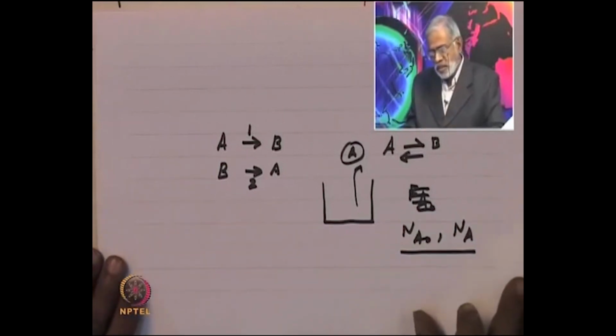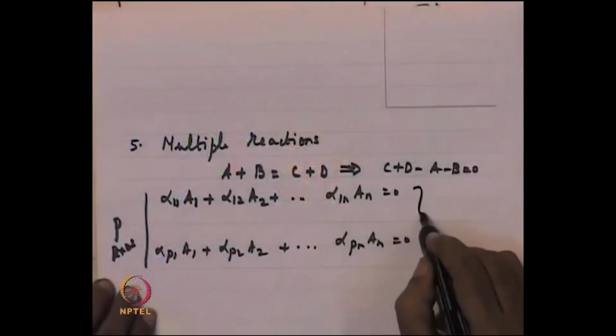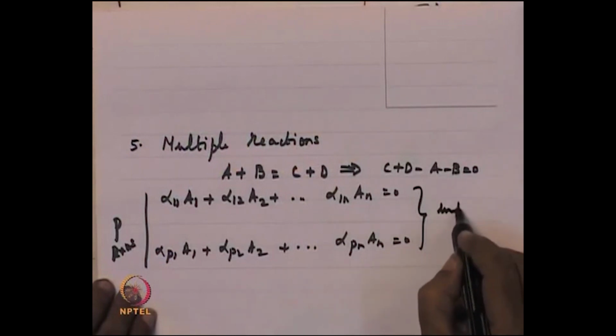So, what is generally suggested in multiple reactions, or what are called reaction networks, is that we determine the number of independent reactions. We just determine the number of independent reactions.